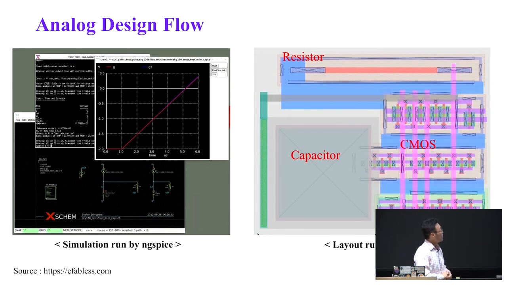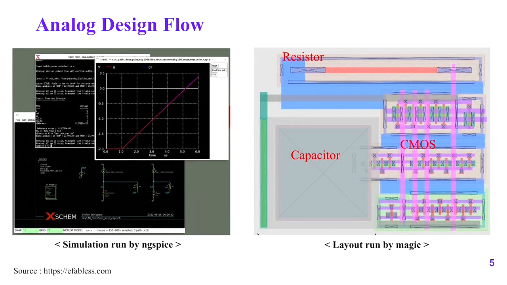By using those fundamental open source tools, we could successfully tape out last year. This is a snapshot of the simulation tool, also Xschem. And if you see the right snapshot, that is the layout of fundamental passive components, such as a resistor and capacitor, and any CMOS.